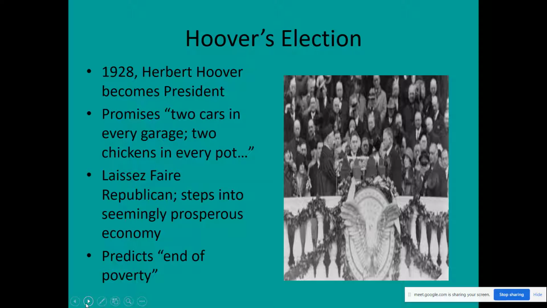Hoover's election. In 1928, Herbert Hoover becomes the President of the United States. He promised 2 cars in every garage and 2 chickens in every pot. Obviously, this is not going to happen. People are going to become very unhappy when they lose their farms, when they lose their houses. They start building makeshift houses wherever they can, which become known as shanty towns, and we call them Hoovervilles.